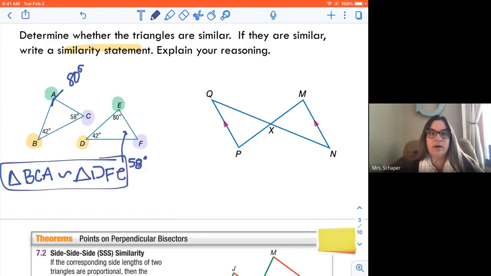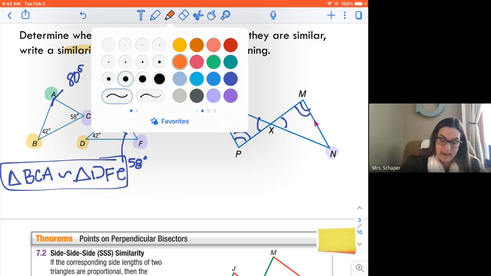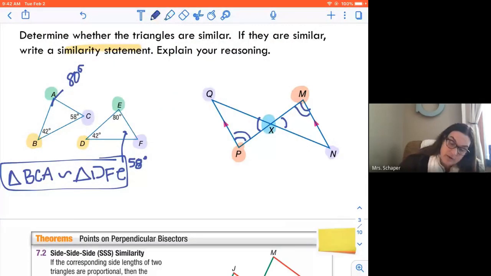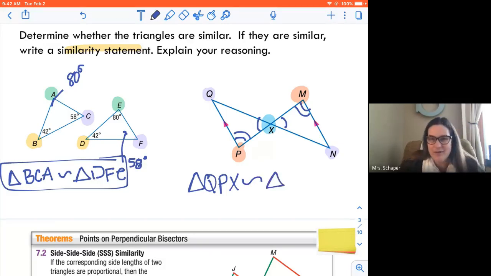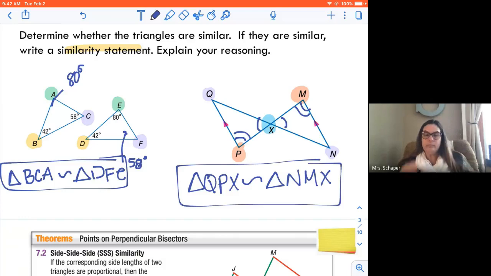All right, let's take a look at this next one. We know that angles QXP and MXN are congruent because of the vertical angles theorem. We also know that QPM and NMX are congruent because they're alternate interior angles. And so we have two congruent angles in each triangle, so we can say that they are similar. Q and N correspond, and M and P correspond, and X and X correspond. So when I want to use my similarity, I can say triangle QPX is similar to triangle, and this is where my highlighting really helps me out, NMX. That's my similarity statement.